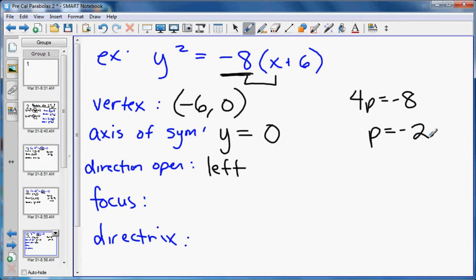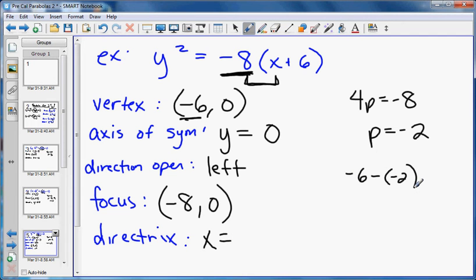So since the p, this number right here, is with x this time, to do the focus, I need to add p to the x value of the vertex. So I do negative 6 plus negative 2, which will give me negative 8. So my focus is at negative 8, 0. Now for my directrix, since I'm with the x, I'll do x equals, and I subtract it. So I do negative 6 minus negative 2, which will make it x equals negative 4.